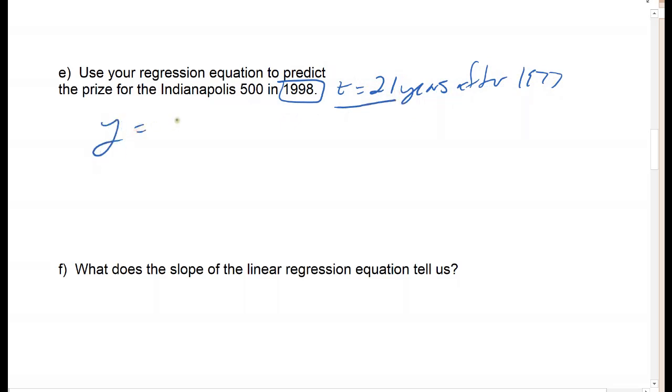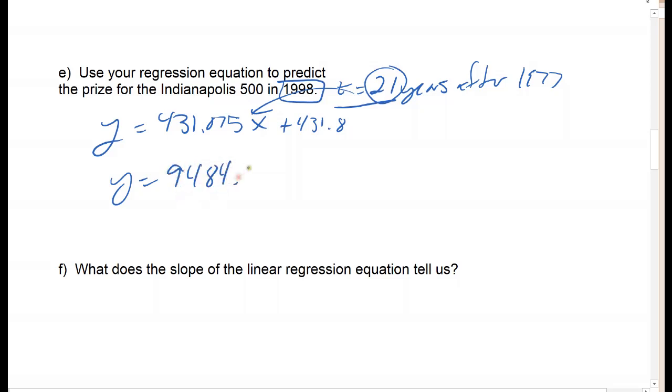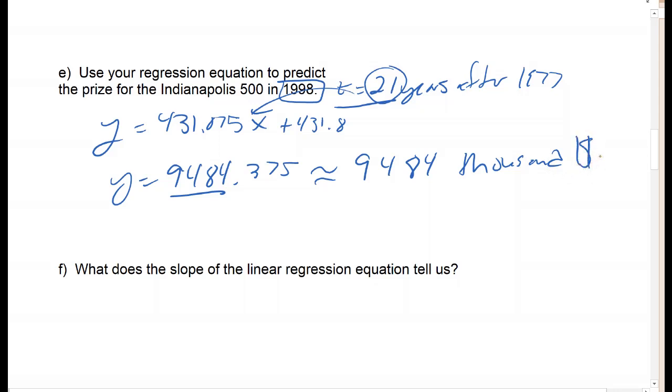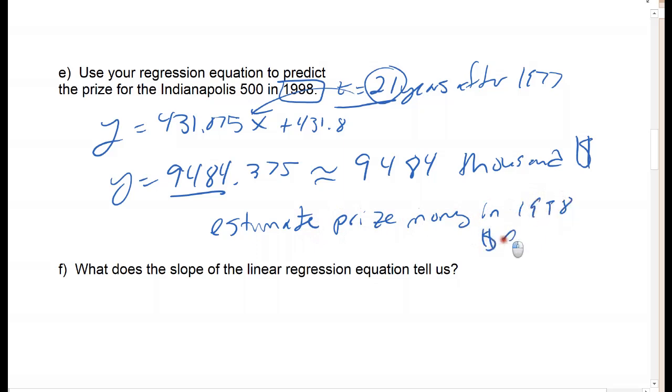So I plug it into that equation that I found, 431.075x plus 431.8. And so again, 21 is going to go in there for the x value. And when it comes out, it's 9484.375. But again, since everything has been rounded to the thousand, remember this represents thousands. So $9,484,000, and so we would estimate, this is an estimate, that the prize money in 1998 is roughly $9,484,000. And again, it is just an estimate based on our statistical information.